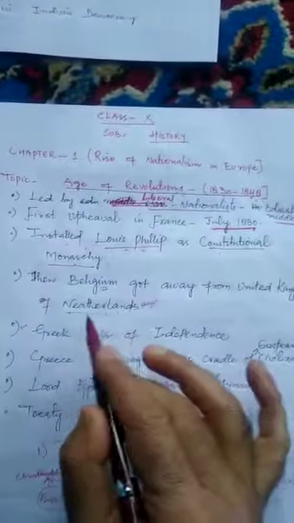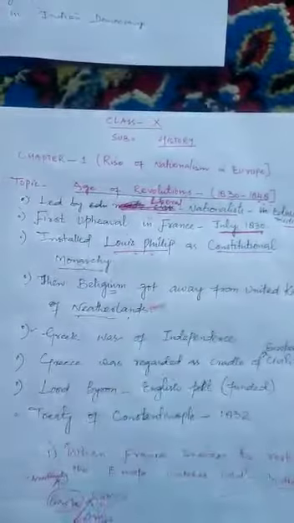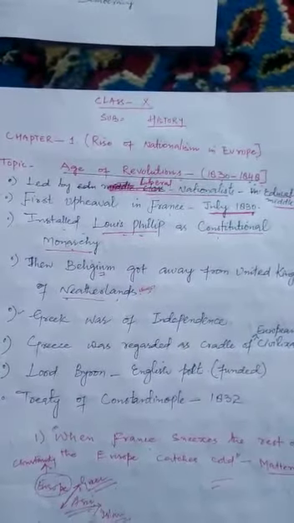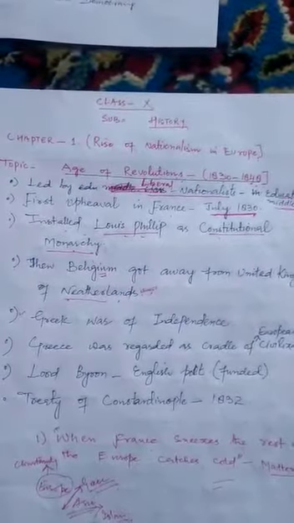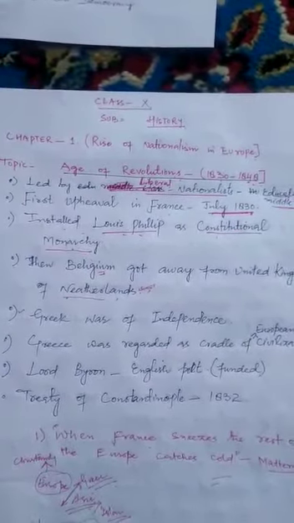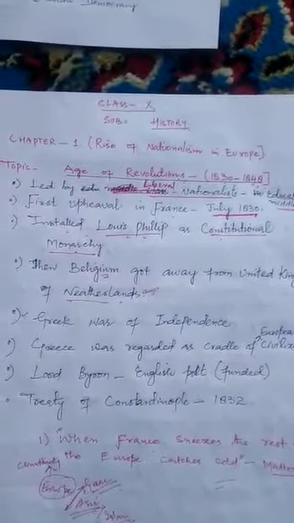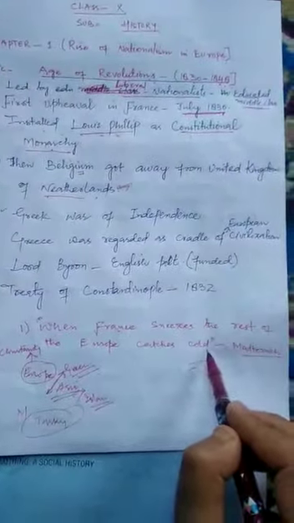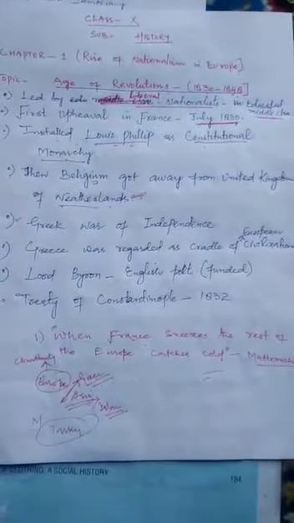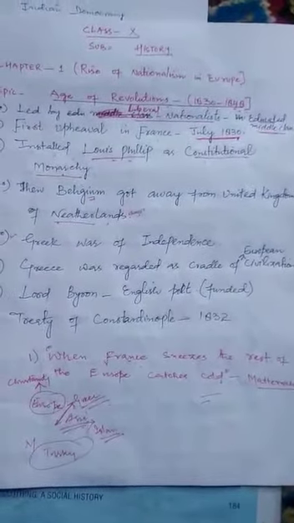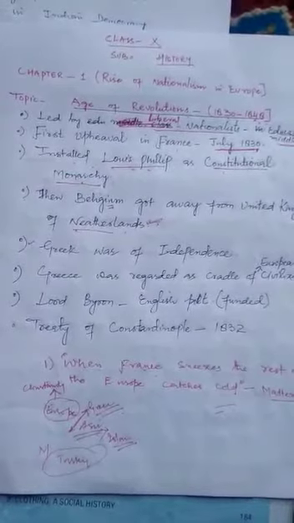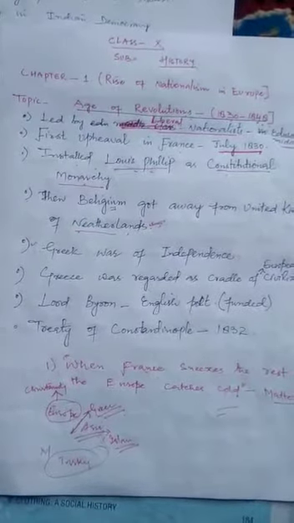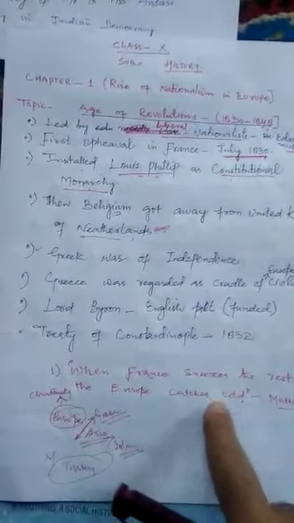Then Belgium got away from the United Kingdom of the Netherlands. Here I will tell you one thing: when the July Revolution of 1830 took place in France, a statement was made by Metternich. Who was Metternich? As I told you, he hosted the Congress of Vienna in 1815. He was the Chancellor of Austria. He said, when France sneezes, the rest of Europe catches cold. I mean to say, any upheaval or disturbance taking place in France also inspired revolutions in other parts of Europe. That is the actual meaning of the statement made by Metternich.